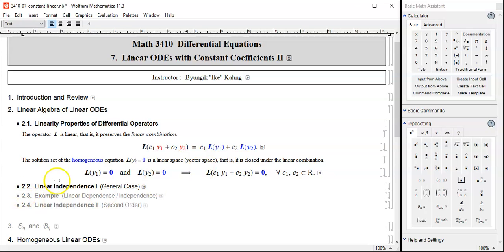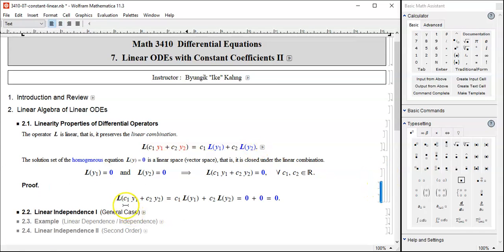So the solution set: y1 is a solution, which means L of y1 is 0, and y2 is a solution, L of y2 is 0. Then the linear combination, c1y1 plus c2y2, should also be a solution, which means L of that is equal to 0. How do you prove it? Really, really simple, because you just established this one. So L of c1y1 plus c2y2 is equal to, by this linearity property, separate them, and this is 0, and that's also 0. So we have 0 plus 0 equal to 0, and that's what we want. This is a solution because L of that is equal to 0.